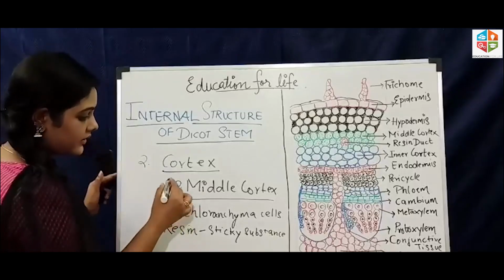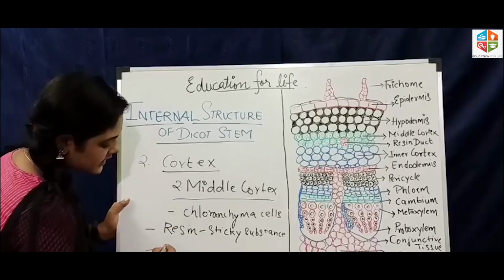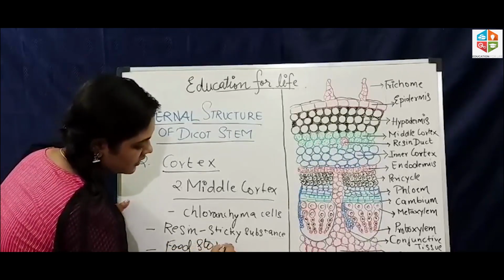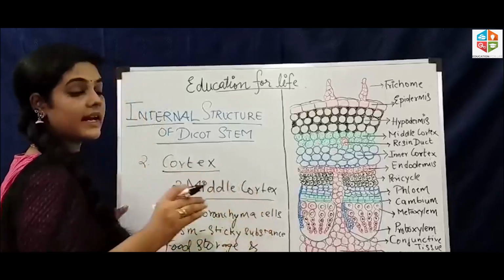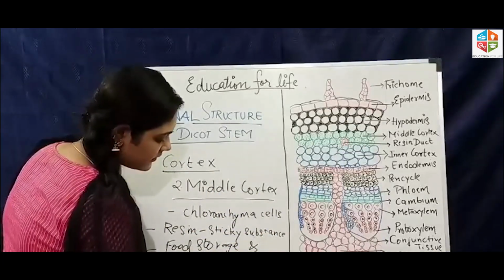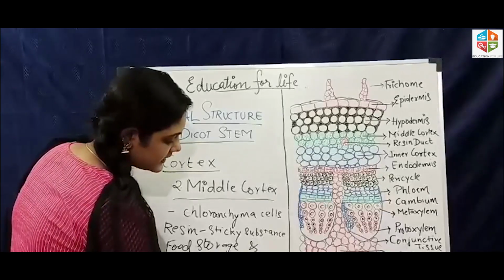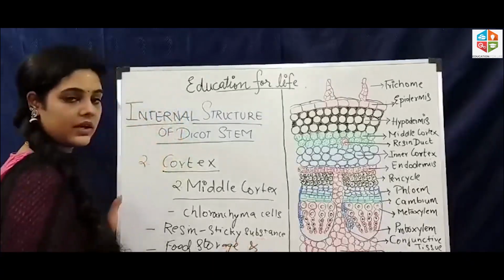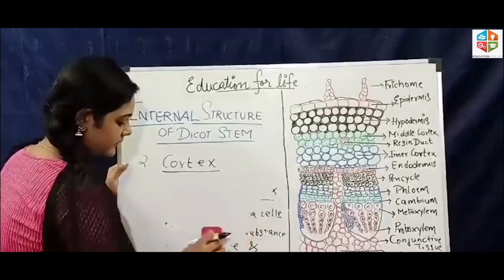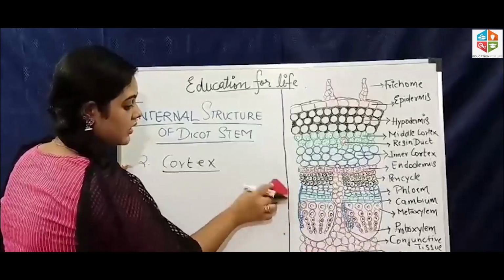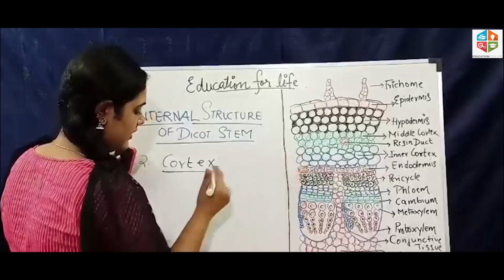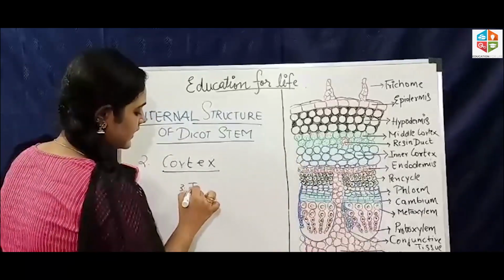The function of the middle cortex is food storage, and since it has chloroplast in it, it performs photosynthesis. So this was all about the middle cortex. The third one is the inner cortex, the blue colored one. So the third one is the inner cortex.